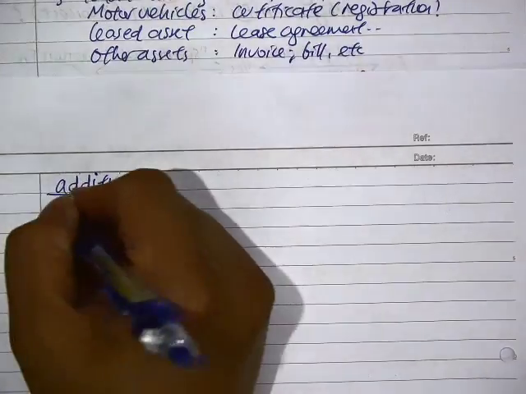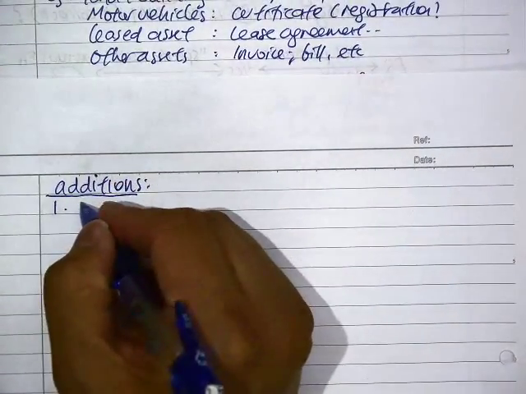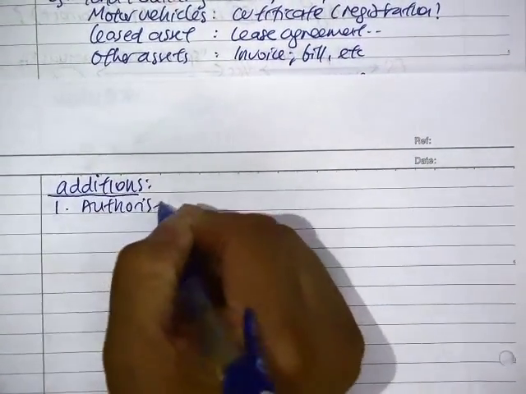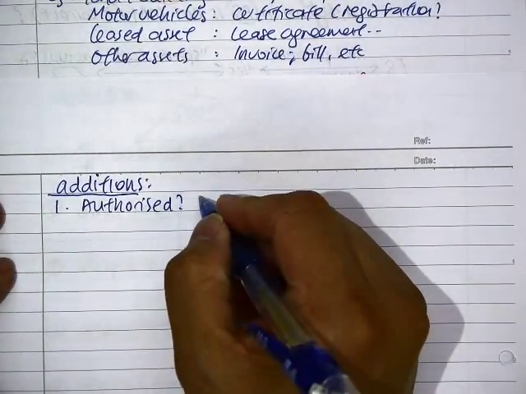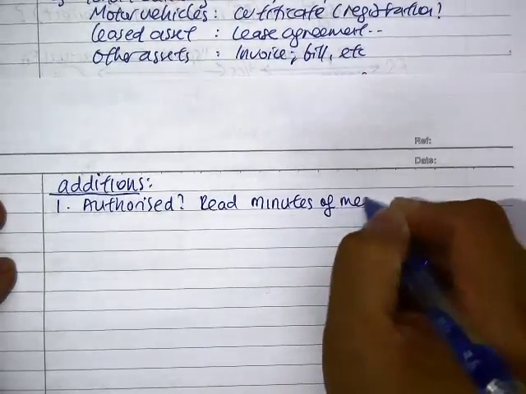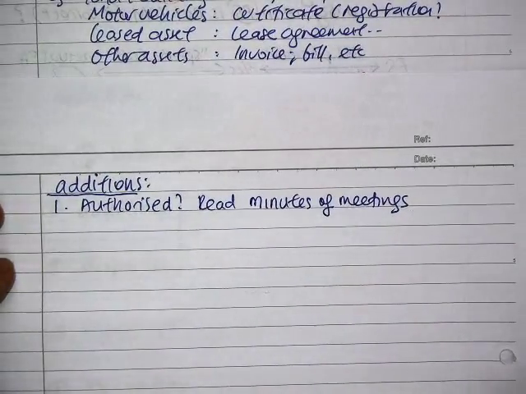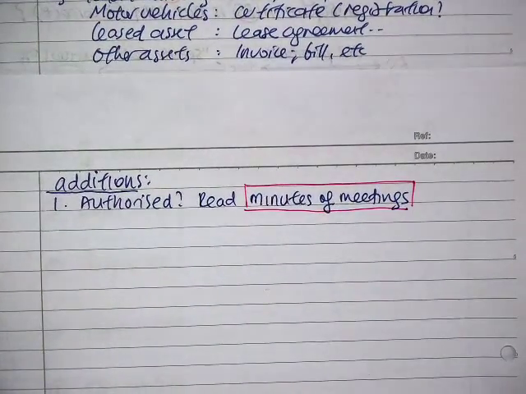Now usually if they acquire a new asset, the first thing we usually do is check whether these have been authorized. So how do you know whether the assets that they have acquired are being authorized or not? Now we can go and read the minutes of meetings. Okay, you're going to read minutes of meeting.